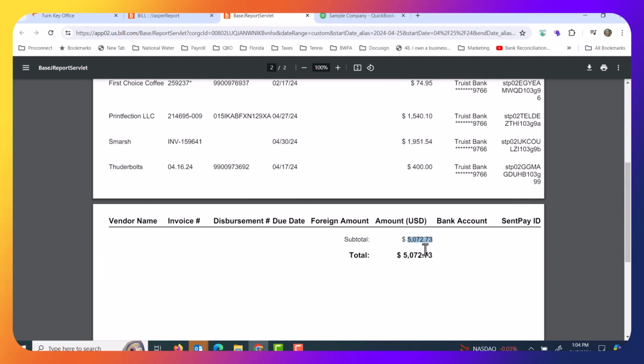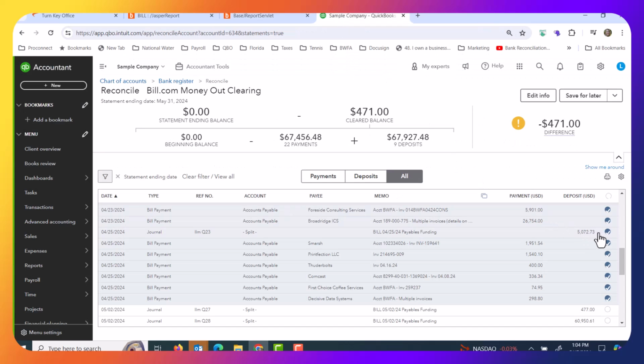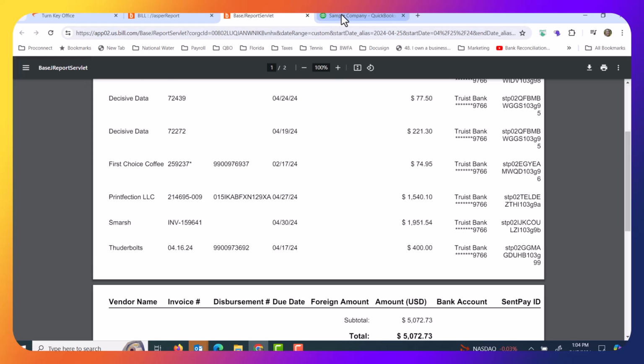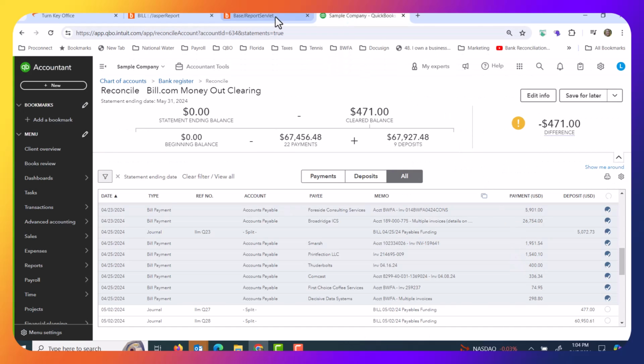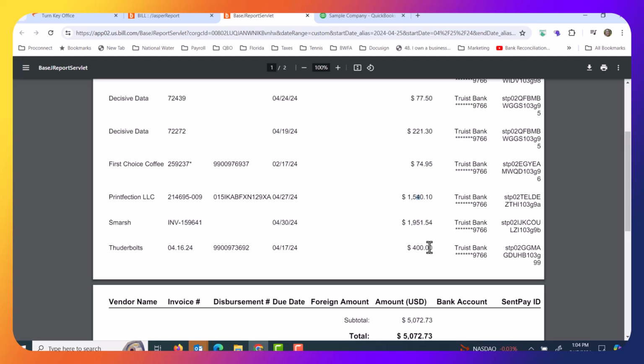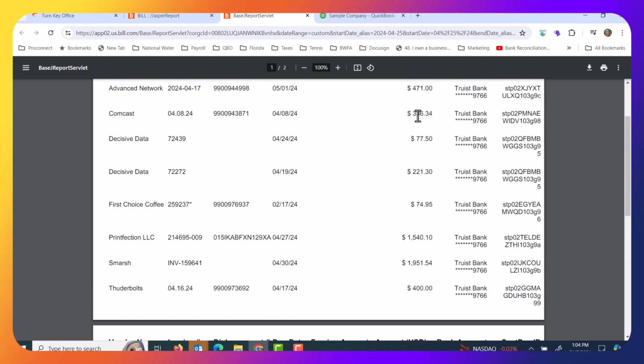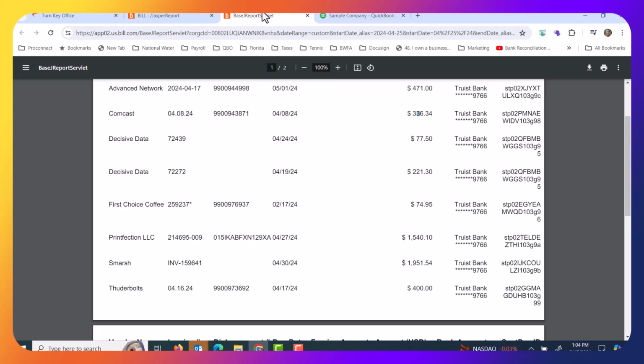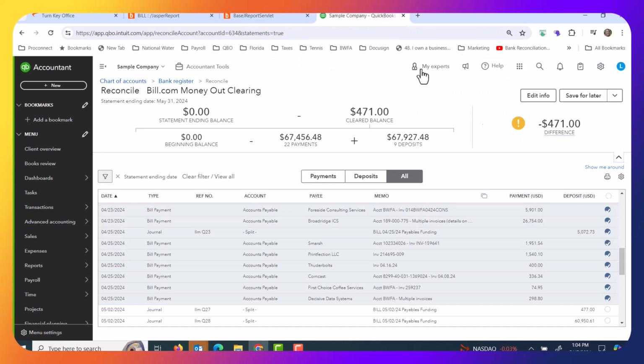Look, this is the actual transfer detail that was pulled from the bank. That matches this deposit that went into the Bill.com account. So now we have to find the missing transaction. We have 1941. That's here. We have 1540.10. That's here. 400 and 336. 400 is here. 336.34 is here. 74.95 is here. That one is here.